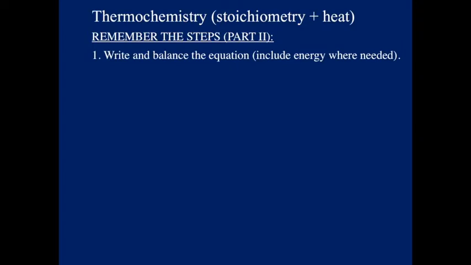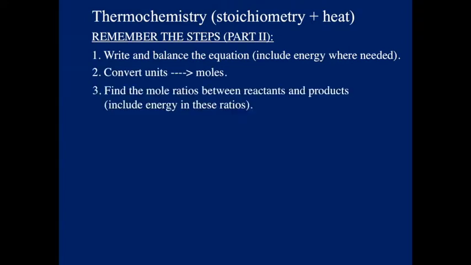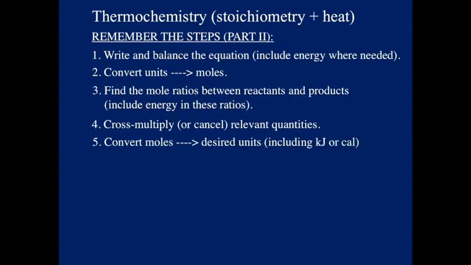So you're going to write and balance an equation. You'll include energy where it might be needed. You're going to convert units into moles. That's what we've always been doing. You're going to find the mole ratio between reactants and products. Energy is counted as part of a mole ratio. You're going to cross multiply, canceling relevant quantities. That's what we've been doing already. Converting moles to desired units.